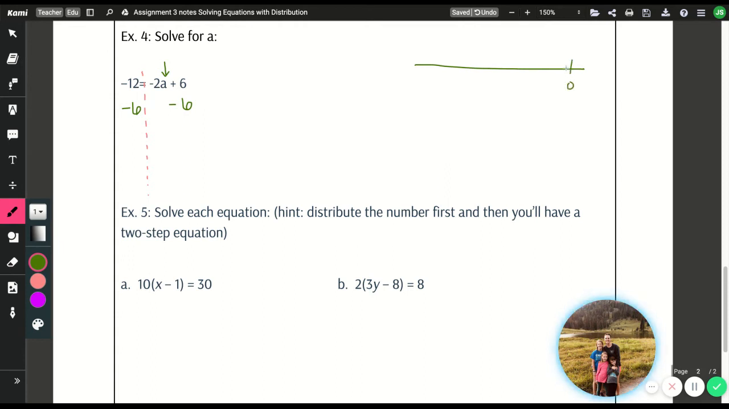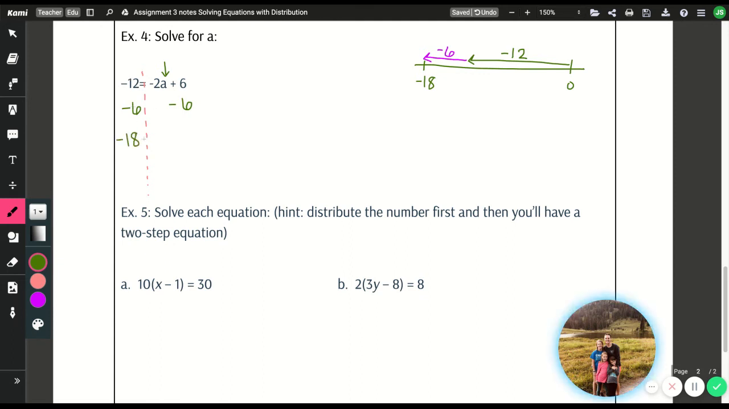Here's 0. If I go back, or negative 12 in that direction, and now I'm subtracting 6, so I'm going 6 more in that same direction. I want to go another minus 6. So where do I end up? If this is negative 12 and I continue that direction for another 6, now I've ended up at negative 18. So negative 12 minus 6 is negative 18.